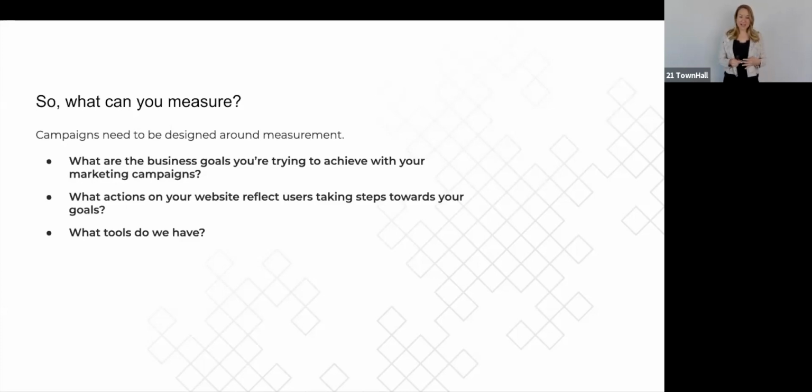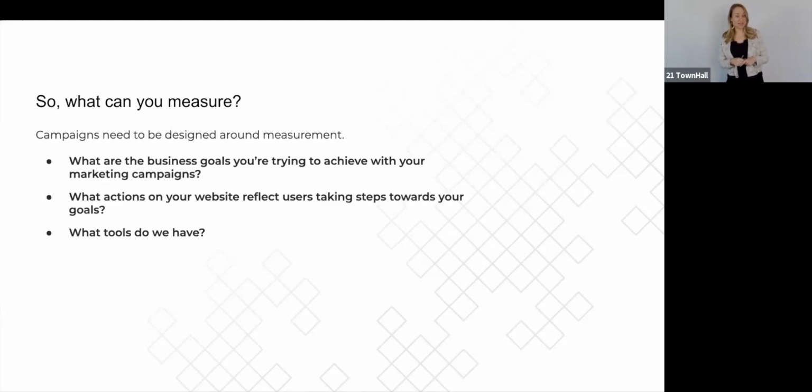Is it getting people to actually make a transaction if you have an e-commerce website? Figure that out first. Back up and say, what actions on your websites reflect what users can do to take steps towards your goals? So let's say, for example, you want to generate warm leads for your sales team.